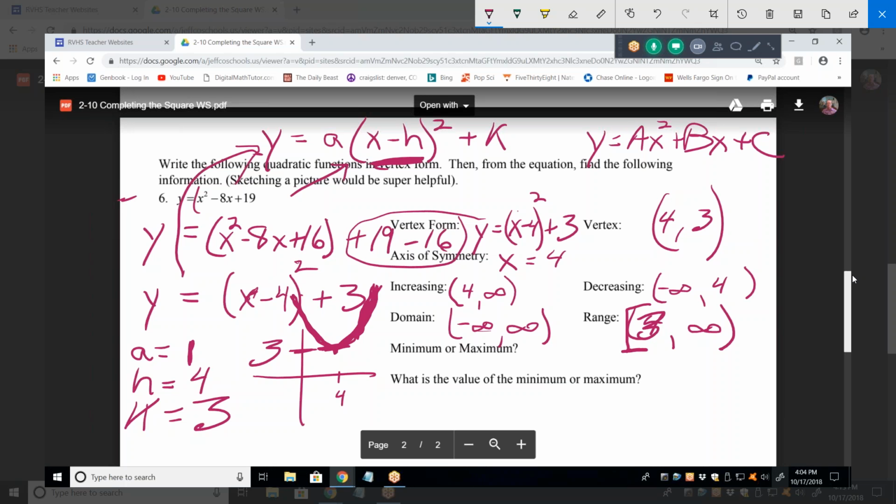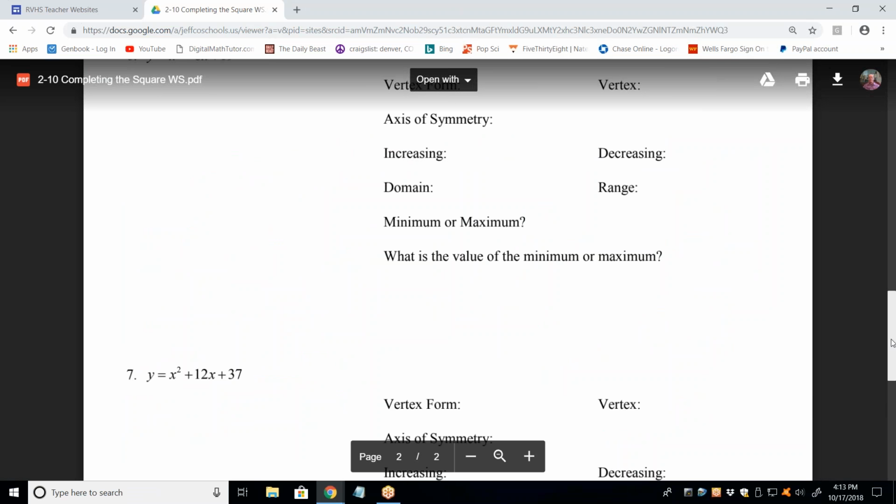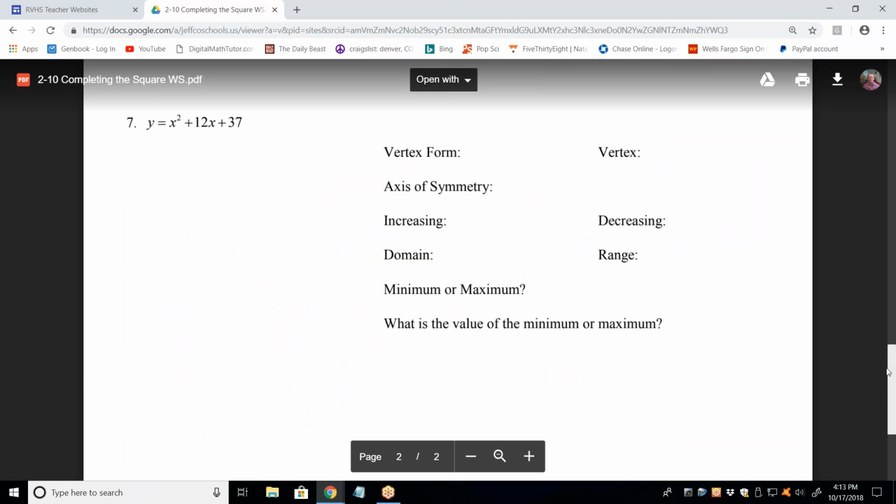Is it a minimum or a maximum? This is a minimum. And what is the value of the minimum? Here they're always asking about the y value. 3. Good. So that's why you put it in vertex format, because you can tell so much with vertex format.